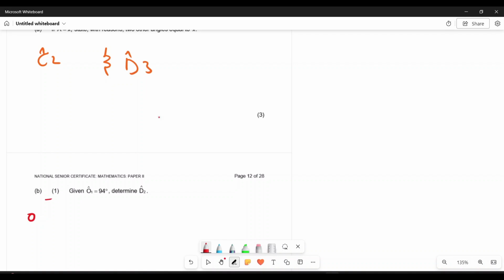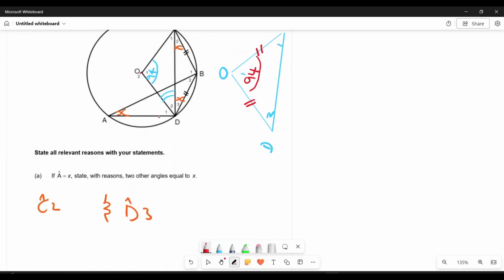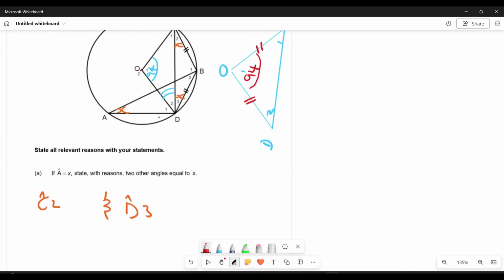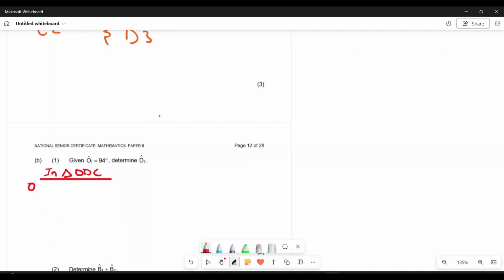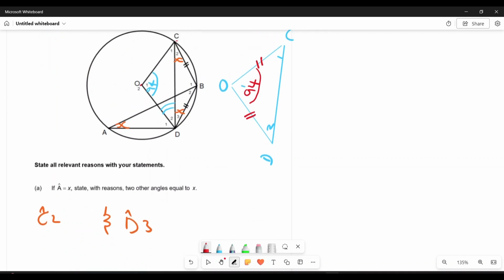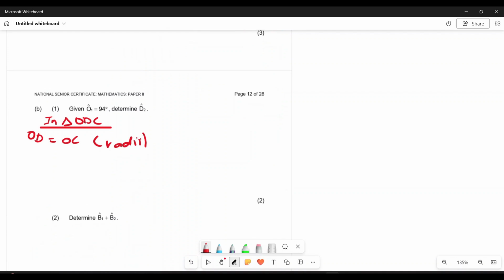So let me name my triangle. The triangle I'm working on is triangle ODC, right? And I said OD would be equal to OC. The reason being, they are both radii. So as a result, the type of triangle that would be formed is an isosceles triangle. So as a result, my D2 would be equal to my C1, right? So my D2 is this, these are base angles of an isosceles triangle.